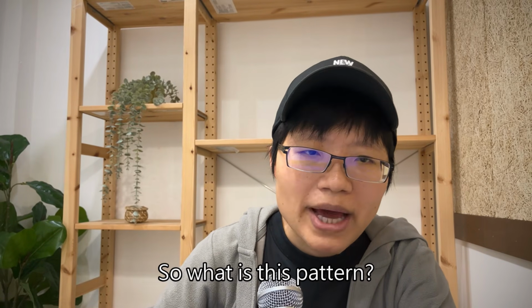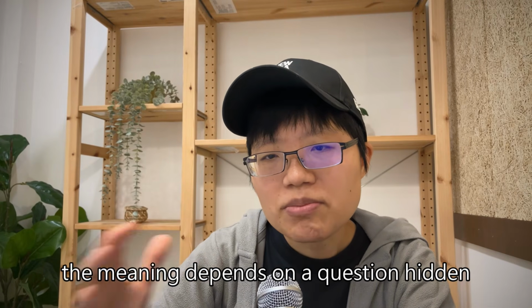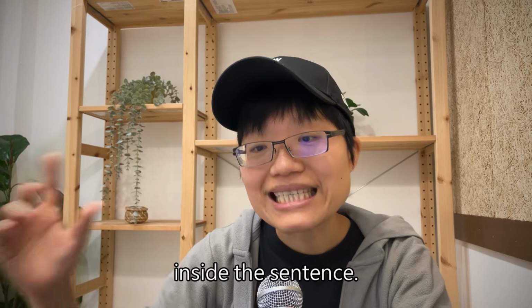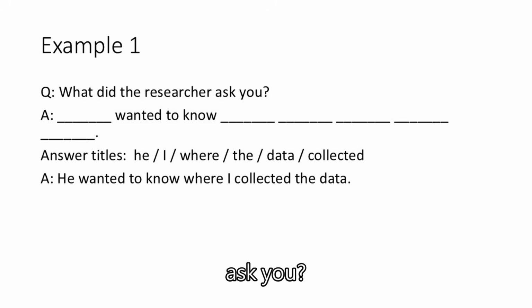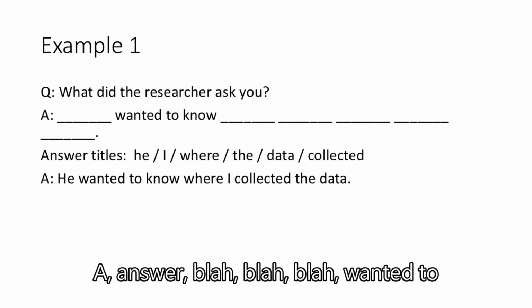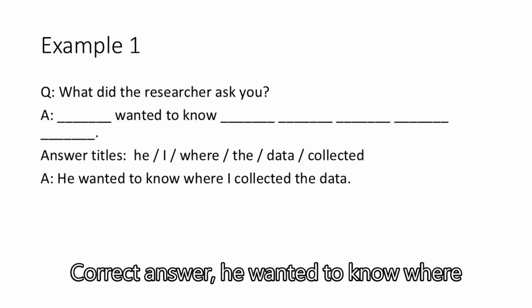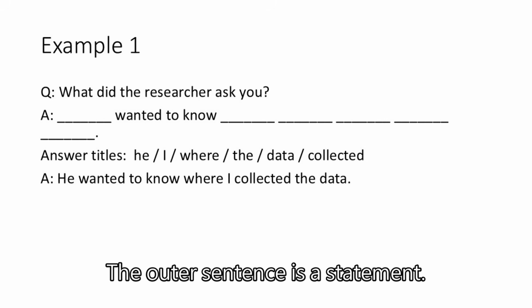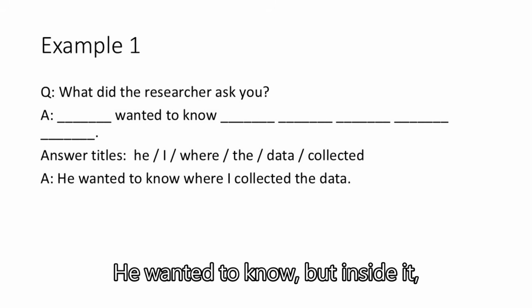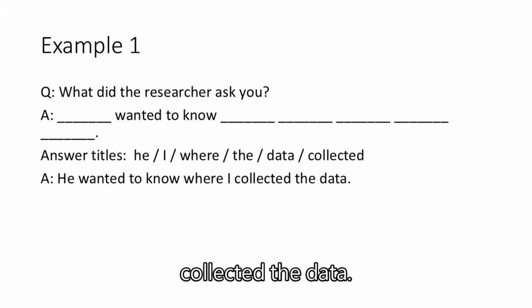So what is this pattern? These items look like normal sentences, but the meaning depends on a question hidden inside the sentence. For example, question: what did the researcher ask you? Answer: blah, blah, blah, wanted to know, blah, blah. Correct answer: he wanted to know where I collected the data. The outer sentence is a statement. He wanted to know, but inside it, there's an embedded WH question, where I collected the data.